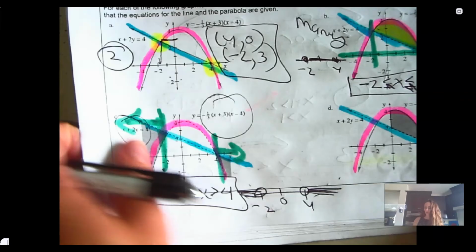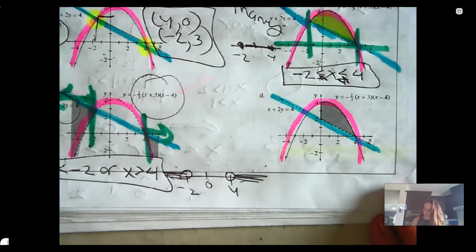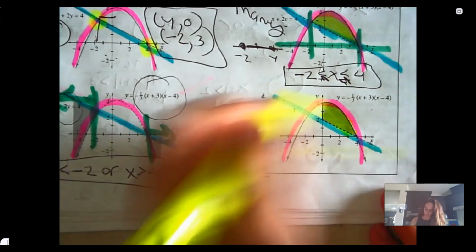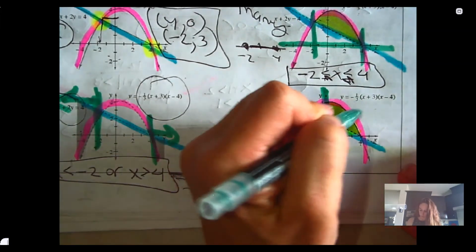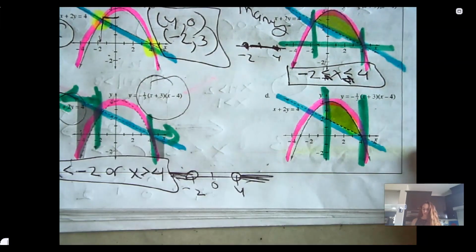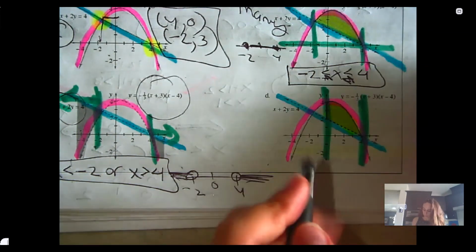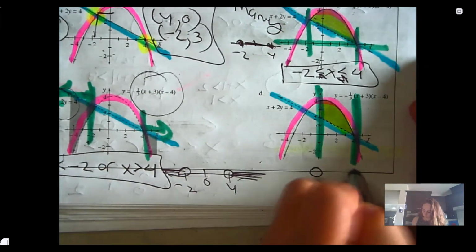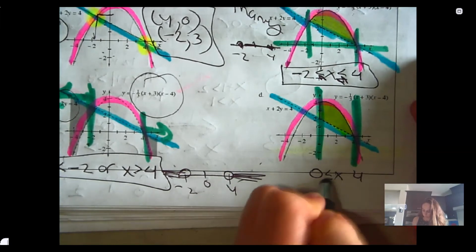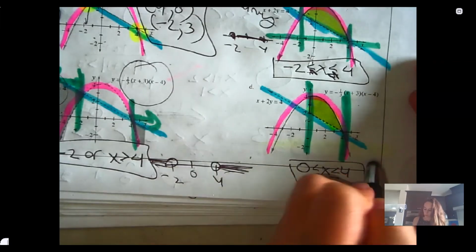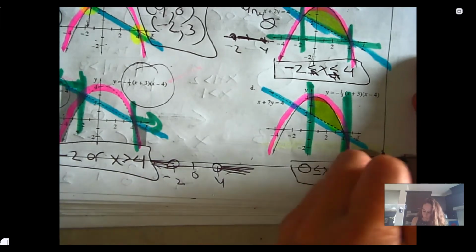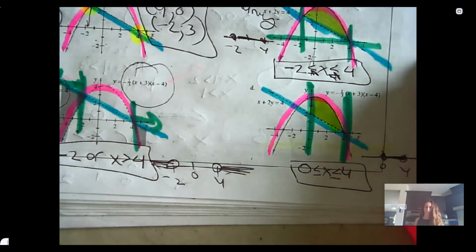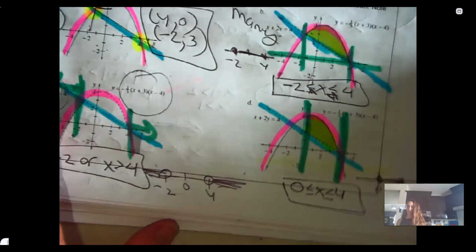What about this one here? It looks like it's shading here. So that means it's from here to here. Well, that means everything in the middle, 0, 4, x, less. How would I show that? 0, 4. And I should be doing open circles, but it's fine. You get the idea. Okay?